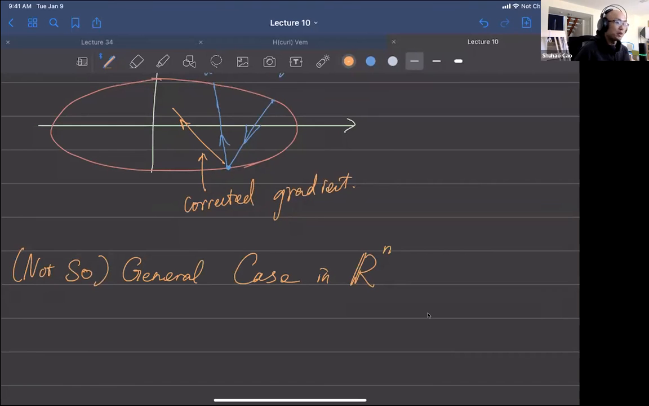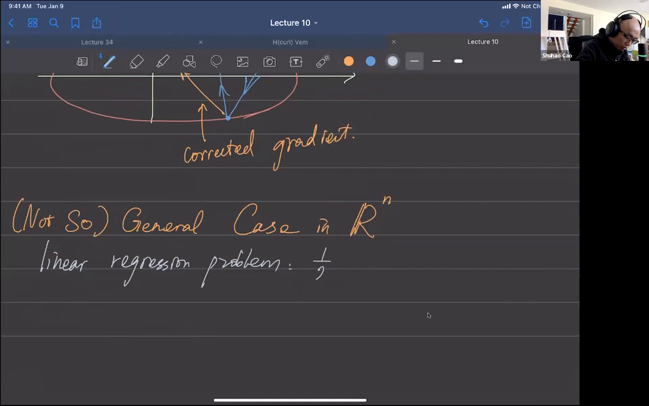Why I'm saying not so general case is because we still consider this positive definite, let's say a positive matrix case. But we consider a simple, what we call a linear regression problem. It's the simplest one to analyze because it falls back to what we have learned. So our linear regression problem is, sorry, let me put W here. We can view our problem as this. This is linear regression.